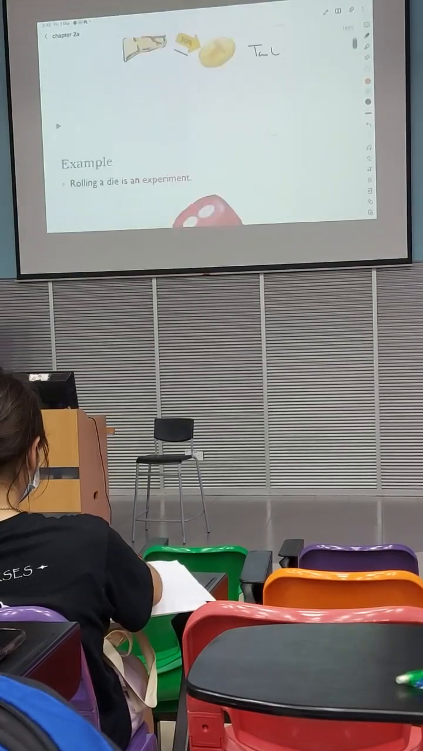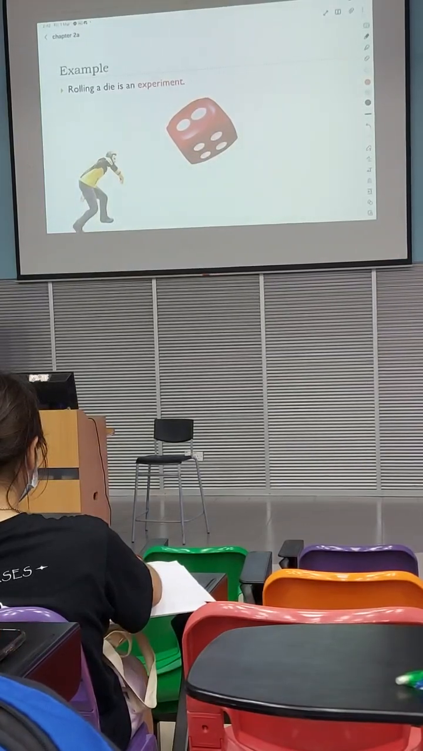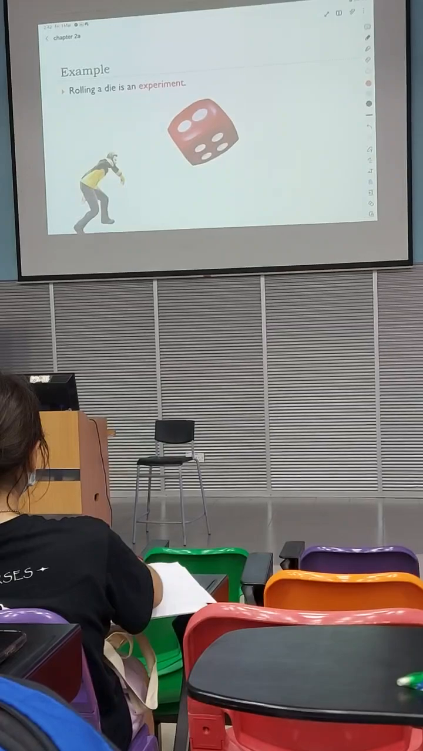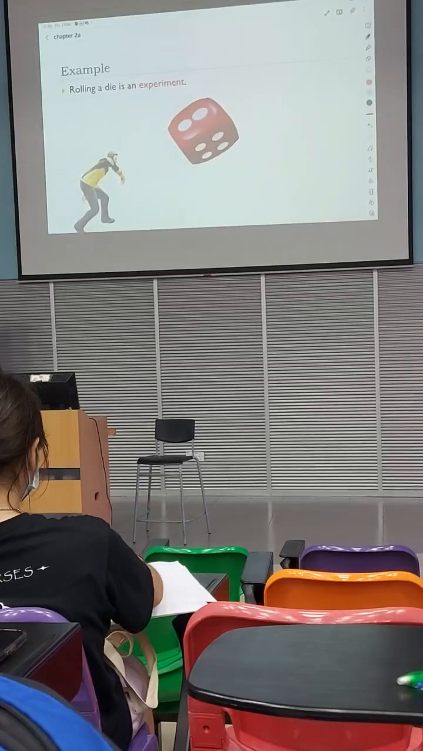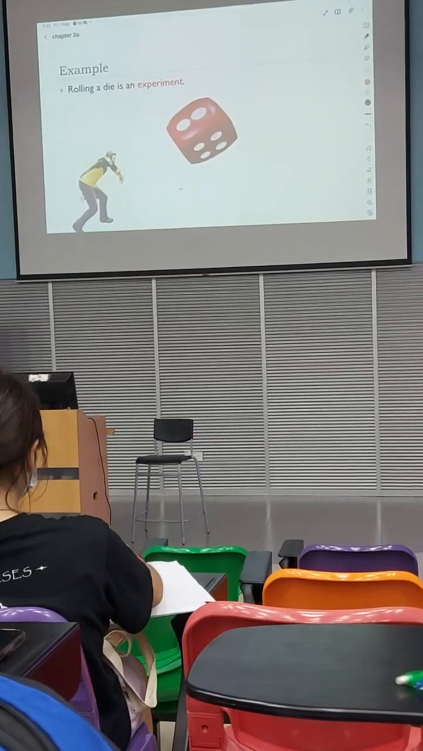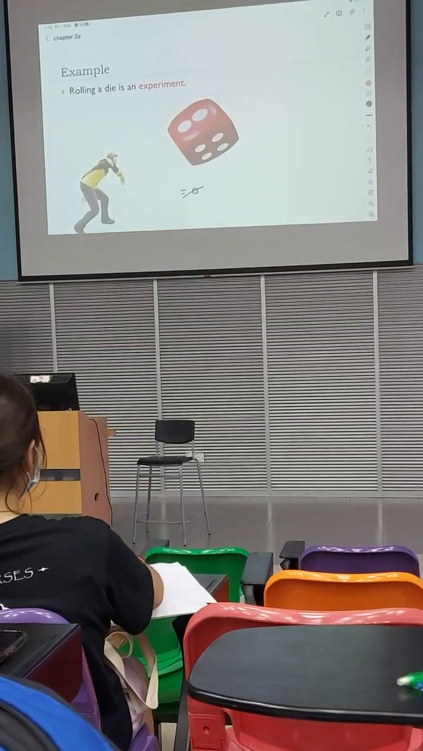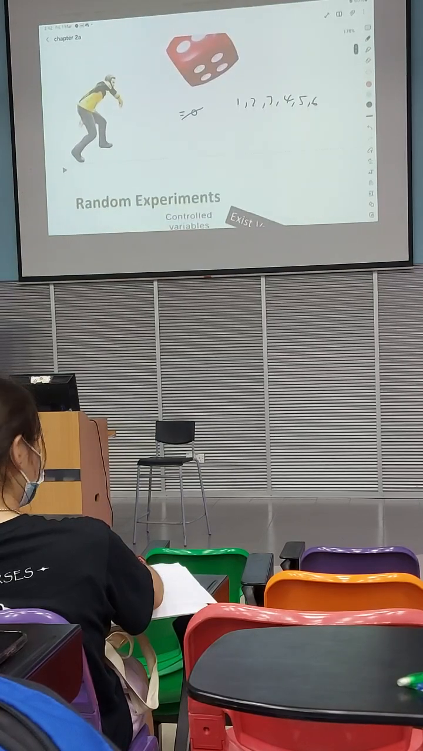How about another example? This is also an example of a random experiment. In this case, you roll a dice. What is the possible outcome? Can it be 0? Cannot. The possible outcomes are 1, 2, 3, 4, 5, and 6. Later we will talk about these outcomes. So this is also an example of a random experiment.